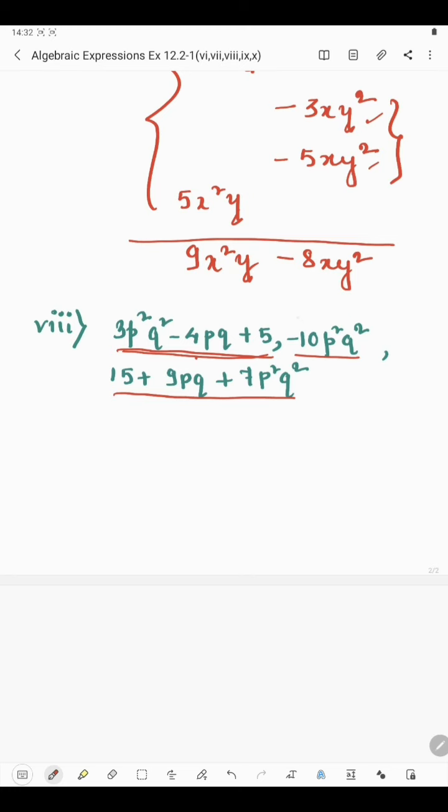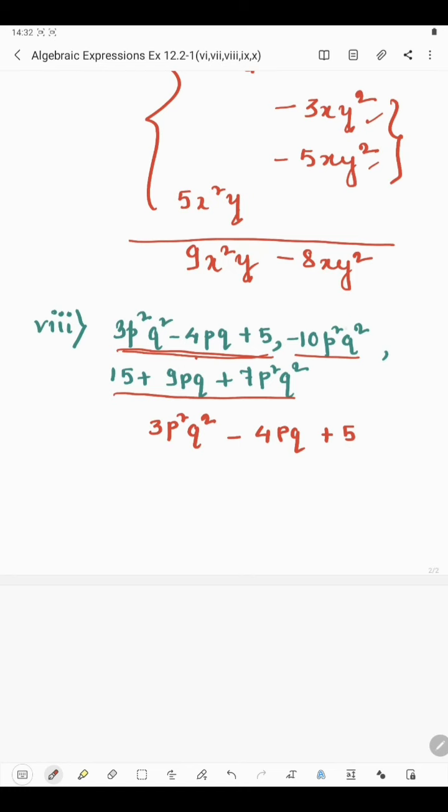So we are following the column method. So here we have 3 expressions altogether. So what we have to do, we will have to write 3 expressions in 3 different lines. Okay, now at first we have 3p square q square minus 4pq plus 5. So these are the 3 terms present in the first expression.